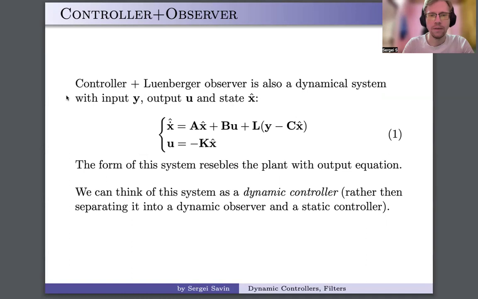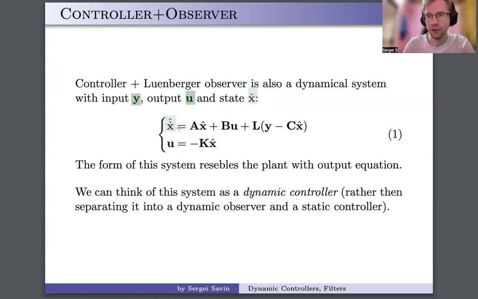Now, our controller plus observer that we studied previously is also a dynamical system. The input to this dynamical system is a measurement y. And the output of the system is control signal u, right? The state of the system is x hat, okay? So let's just look at this system.